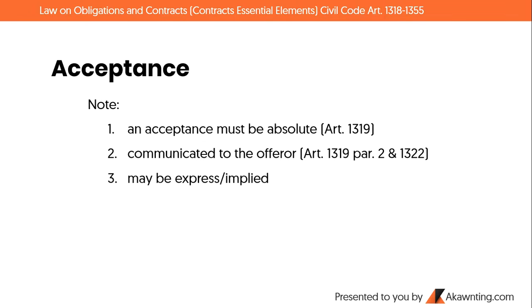So, we have 3 notes here. Number 1, an acceptance must be absolute. When we say absolute, inaccept mo lahat ng ino-offer. Kasi kung meron kang hindi inaccept kahit 1% nung ino-offer, kahit 0.01%, basta hindi 100% ang pagtanggap mo, hindi pa rin magkakaroon ng tinatawag nating consent. And ultimately, hindi pa rin magkakaroon ng isang perfected contract, dahil hindi absolute yung acceptance mo.